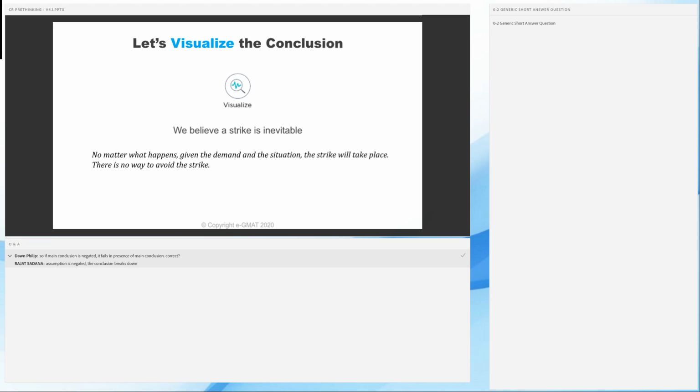Everyone got to this? Everyone was able to identify that this is the conclusion? Okay. So in other words, what you're translating this conclusion, when we visualize this, is to really say, hey, no matter what happens, given this situation, given the workers' demands, the strike is going to happen. There's no way to avoid the strike. Okay. Is that clear? That's what the translation is. There's no way to avoid the strike, given the situation that we see ourselves in.